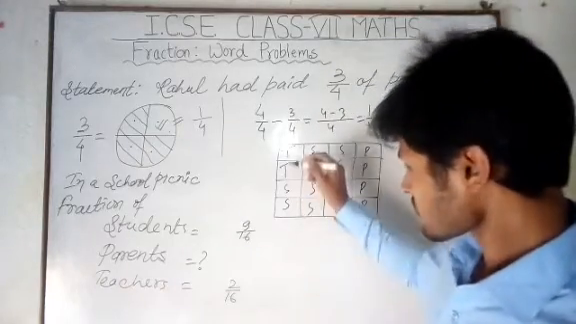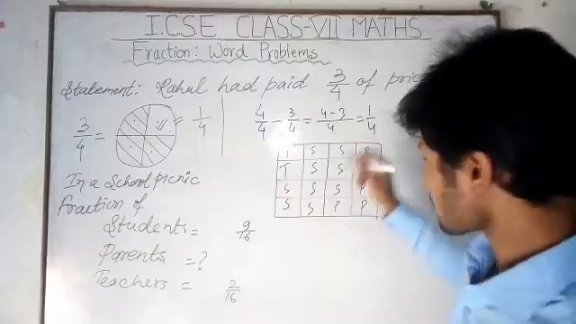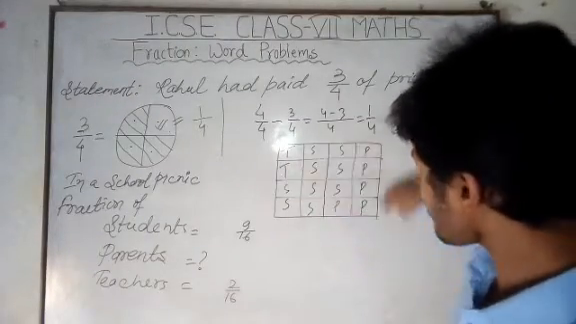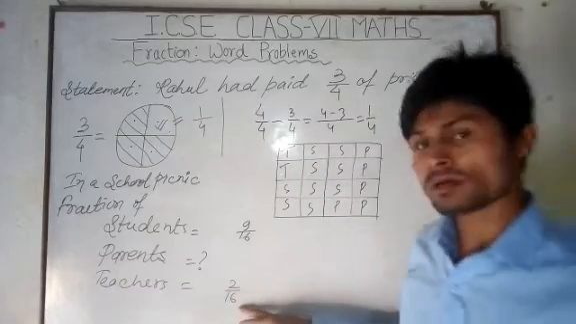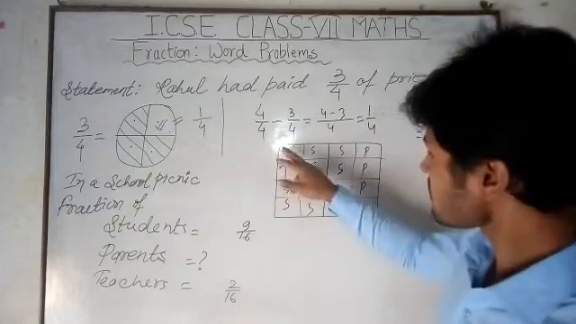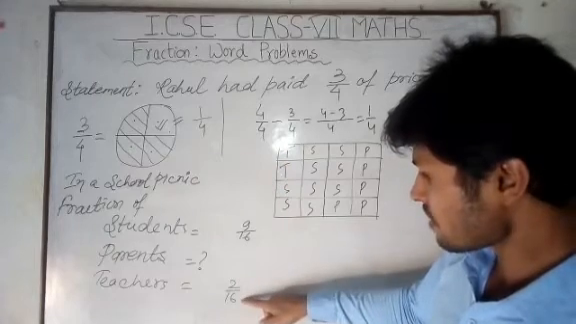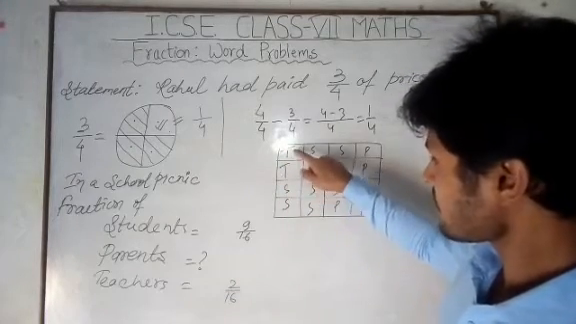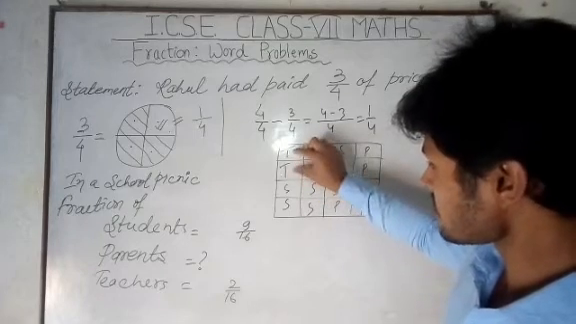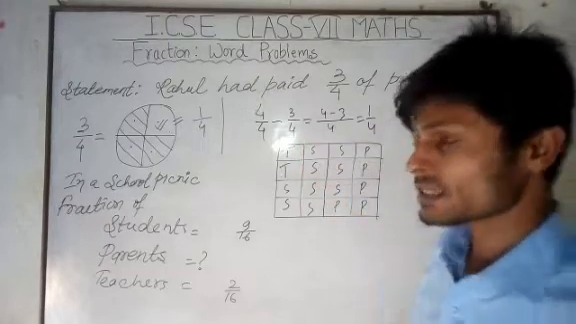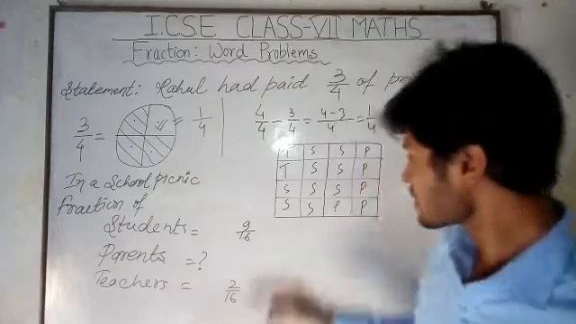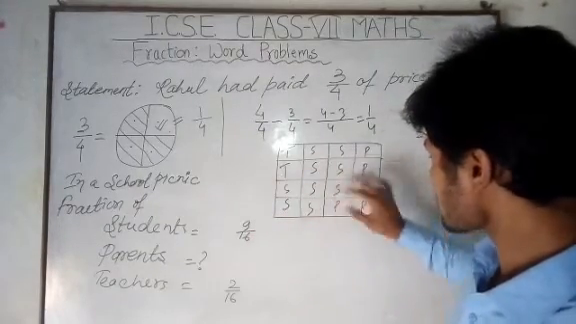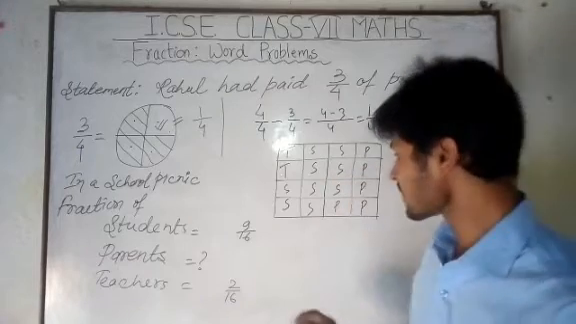Here we again proceed with the figure process. 2 by 16 are teachers. I have drawn 16 equal components because the denominator is 16. So 2 parts for teachers, T for teacher, 2 sections filled, represent the fraction of teachers. The students are 9 by 16, so 1, 2, 3, 4, 5, 6, 7, 8, 9. So 9 sections are also filled.